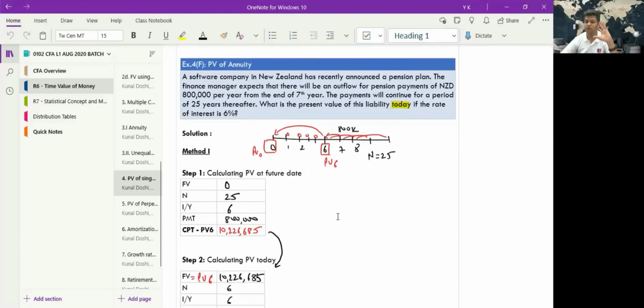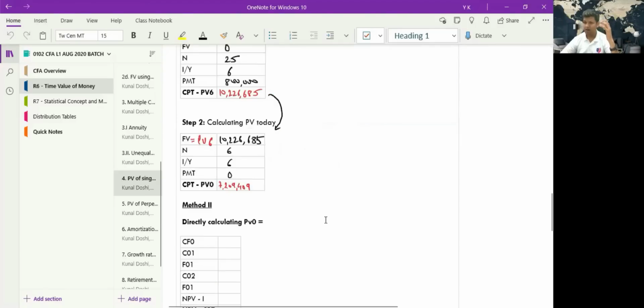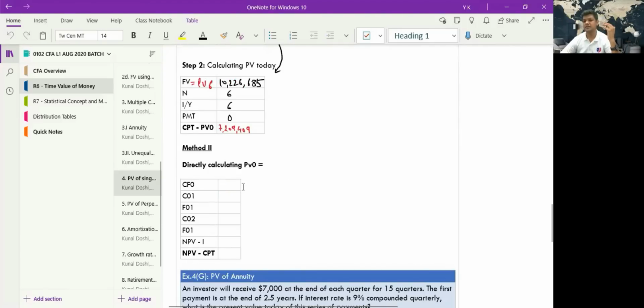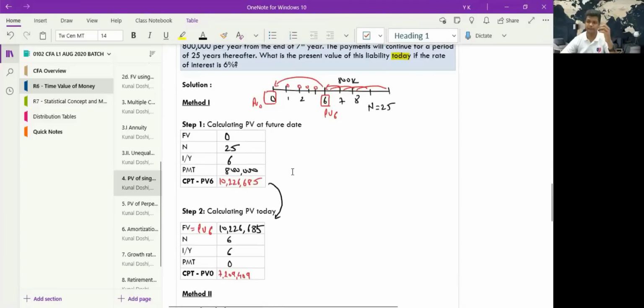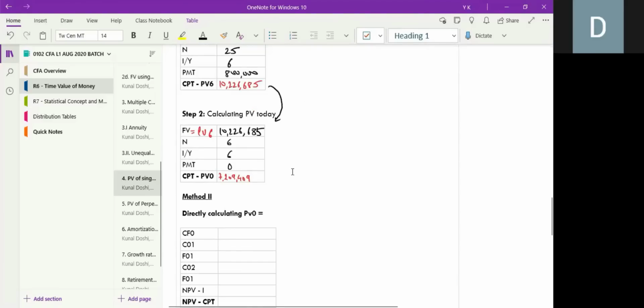Yes, what should be CF0? Guys, your CF0 should be 0, isn't it? Because there's no cash flow today. So your CF0 will be 0.